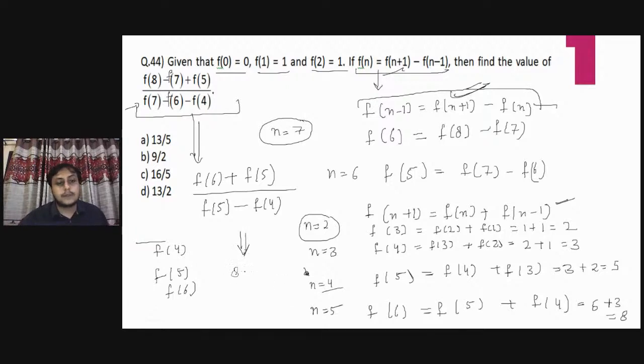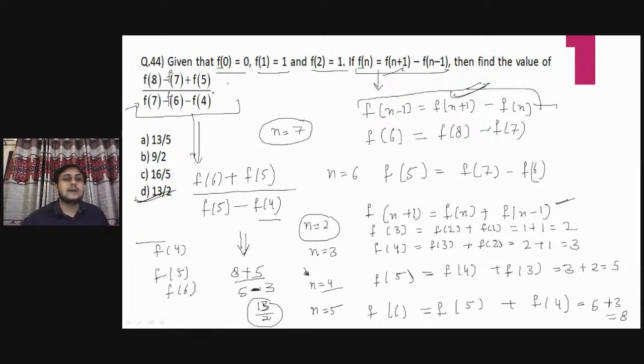f6 is 8. f5 is 5. And f4 is 3. So 8 plus 5 is 13. 5 minus 3 is 2. So the answer is 13 by 2. Option D is the right choice. 13 by 2. Got it?